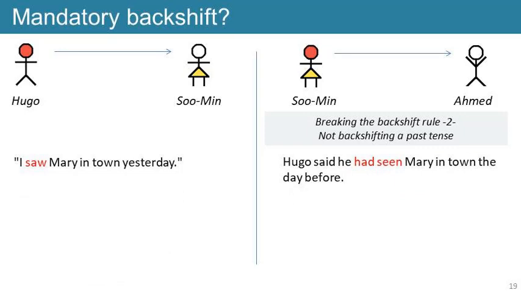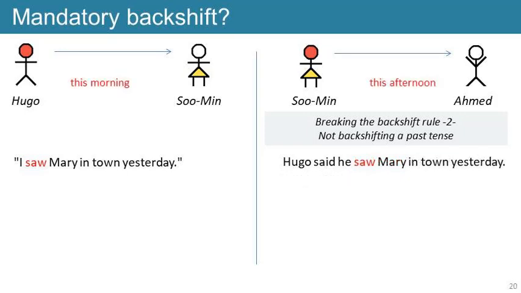The second breaking of the rule is when the reporter does not backshift from the past simple to the past perfect. As a reminder, the backshift rule turns Hugo's words, "I saw Mary in town yesterday," into "Hugo said that he had seen Mary in town the day before."